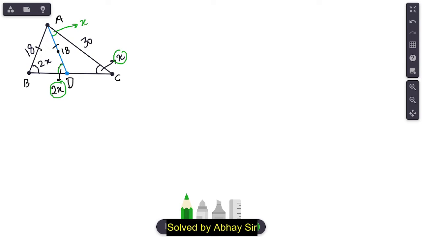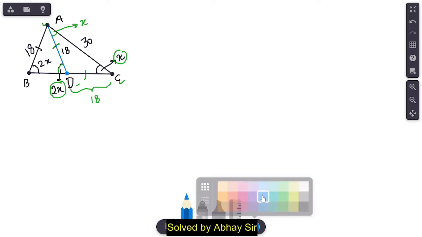Now, if these two angles are equal, take triangle ADC. It will also be an isosceles triangle, because the sides opposite the equal angles, this one and this one, will also be equal. So if this is 18, this is also 18. Let me mark it here. Now we have to find the area of this triangle, so somehow we have to get the height.